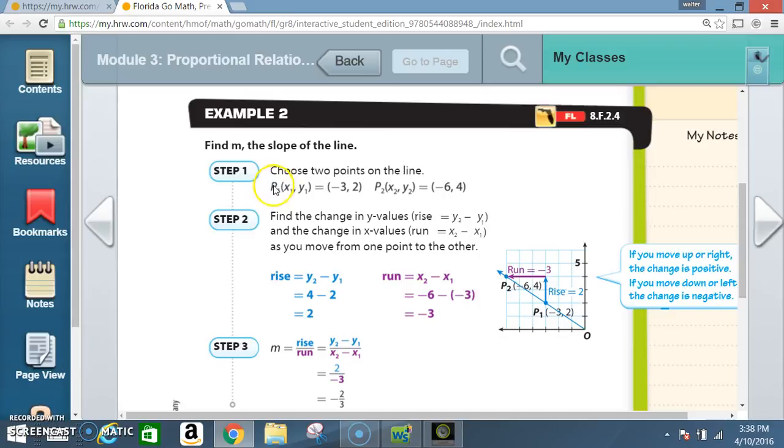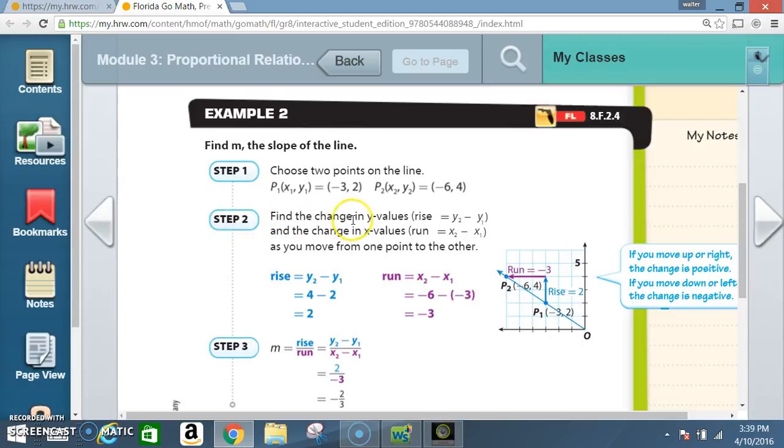Here, for point 1, for x1 and y1, they chose -3 and 2. And they chose for point 2, x2, y2, they chose -6 and 4. So right here was -3 and 2, and here is -6 and 4.